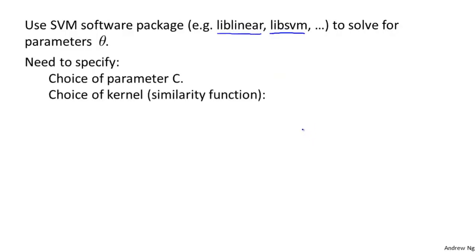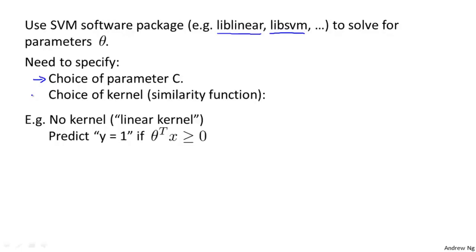Even though you shouldn't be writing your own SVM optimization software, there are a few things you need to do though. First is to come up with some choice of the parameter C. We talked a little bit about the bias variance properties of this in an earlier video. Second, you also need to choose the kernel or the similarity function that you want to use.